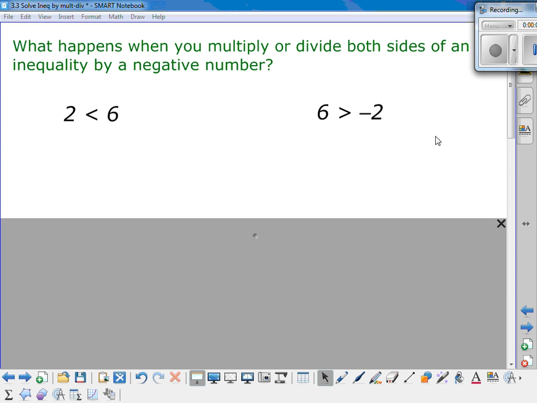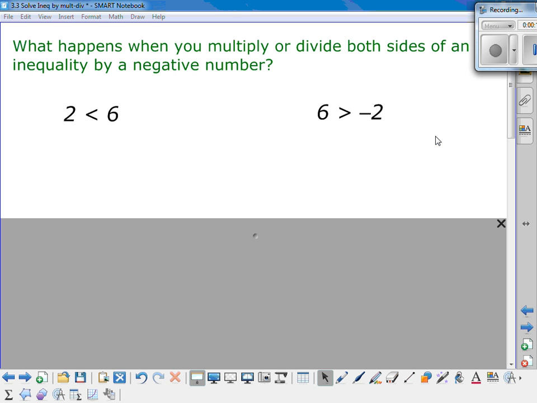Okay, so today is a continuation of what we did yesterday, solving inequalities by multiplying and dividing. But today we're going to look at what happens when we have a negative number. So what happens if I multiply or divide both sides of an inequality by a negative number?